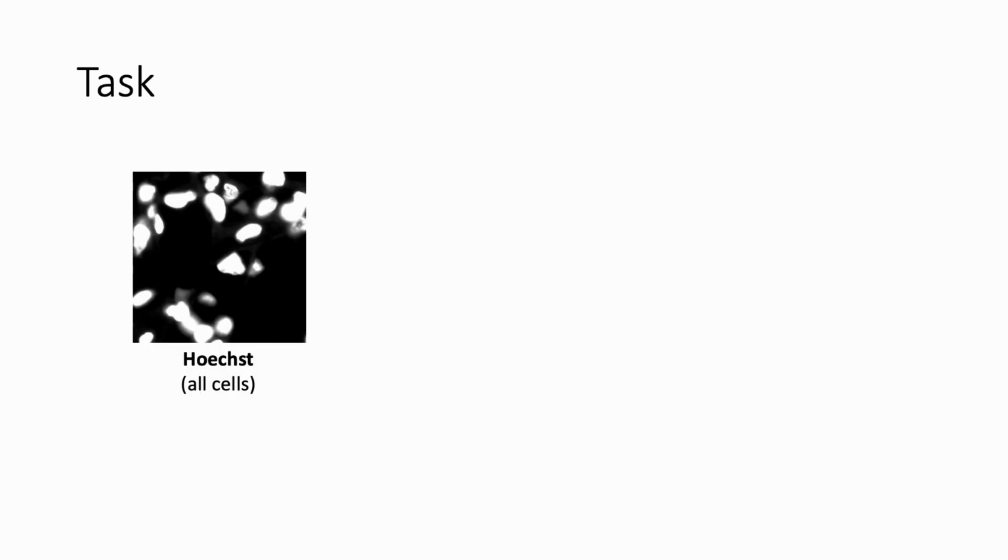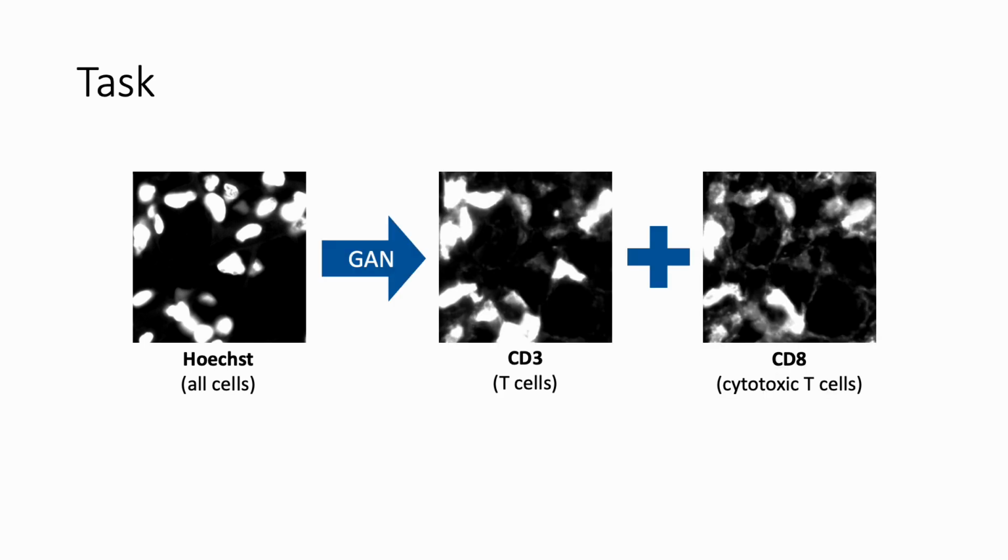We study a special case of virtual staining, where we want to translate from one input stain to two different output stains. Our work is concerned with clear cell renal cell carcinoma, which is the most common type of kidney cancer. Here we aim to translate Hoechst staining, which highlights all types of cells in the tissue, to cluster of differentiation 3 and 8, known as CD3 and CD8, which are T cells and cytotoxic T cells respectively.